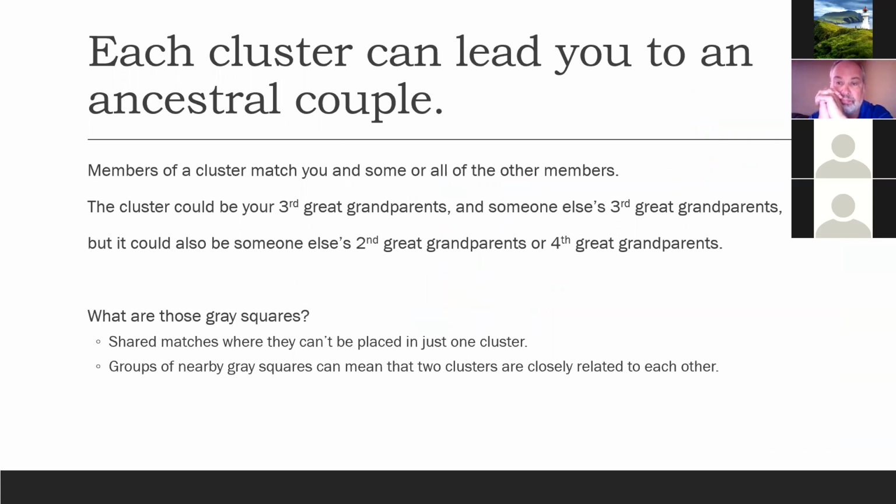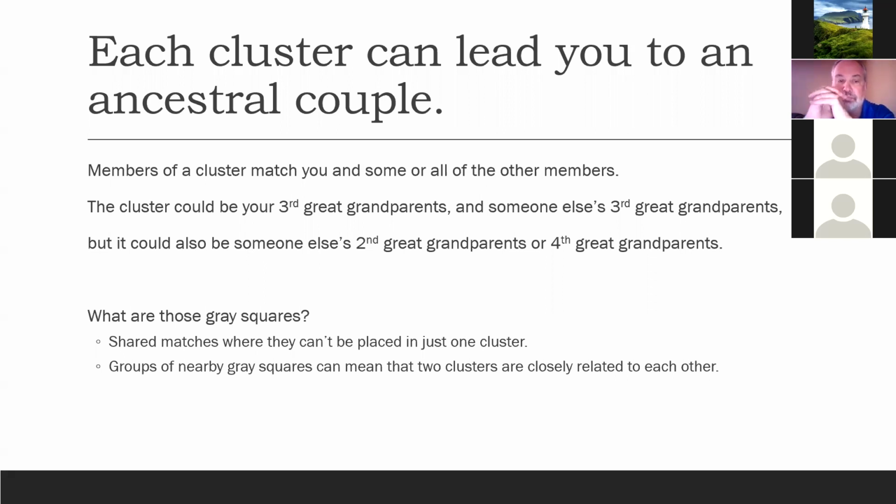Each cluster can lead you to an ancestral couple. So members of the cluster match you, and some or all of the other members. The cluster could be your 3rd great-grandparents and someone else's 3rd great-grandparents, and maybe that's where the common link is. But also it could be your 3rd great-grandparents and someone else's 2nd great-grandparents. Or it could be your 3rd great-grandparents and somebody else's 4th great-grandparents. So the generational thing sometimes is a challenge to figure out.